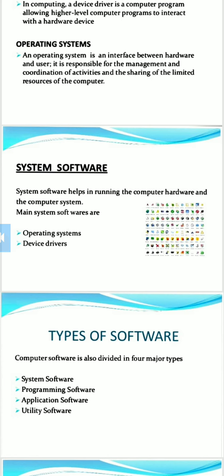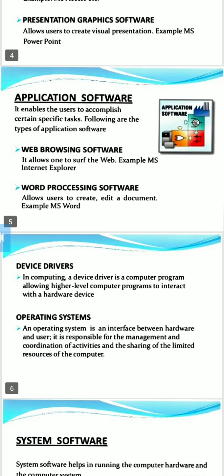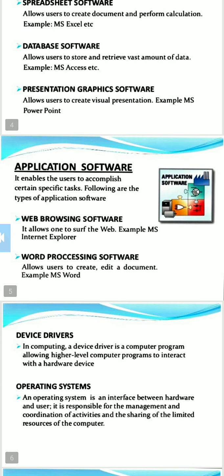System software. System software helps in running the computer hardware and the computer system. The main system software are the operating system (OS) and device drivers. Application software. It enables the users to accomplish certain specific tasks. The following are types of application software. First one is web browsing software, another one is word processing software.